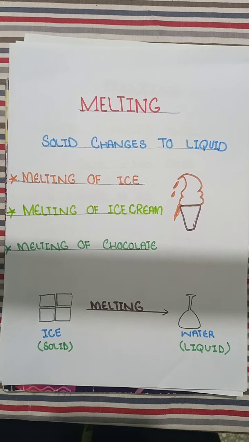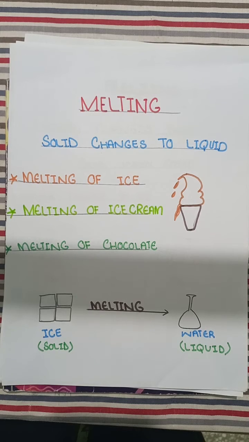जब हम किसी solid state को heat up करते हैं, so the solid state can be changed into liquid. For example, melting of ice, melting of ice cream and melting of chocolates. Ice cream and chocolates are the solid state of matter and can be converted into liquid state at room temperature.